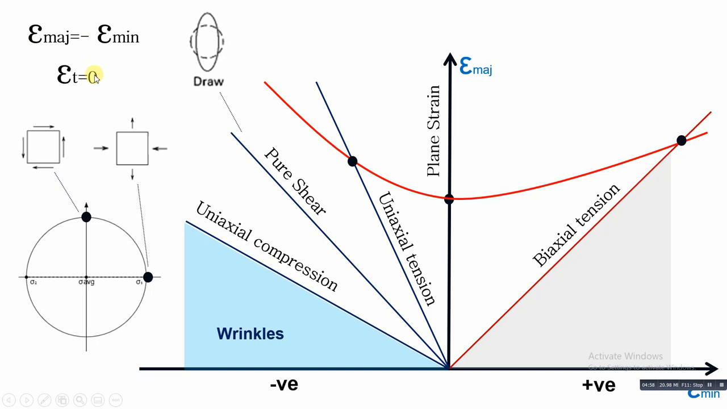So this is the only case at which there will be no strain in the thickness, or in the z direction. This is why the pure shear case is very critical, because any case on the right side will have epsilon t less than zero, and any case to the left will have epsilon t above zero. So this is the reason why the more we get to the left, the more we approach the wrinkle tendency region.